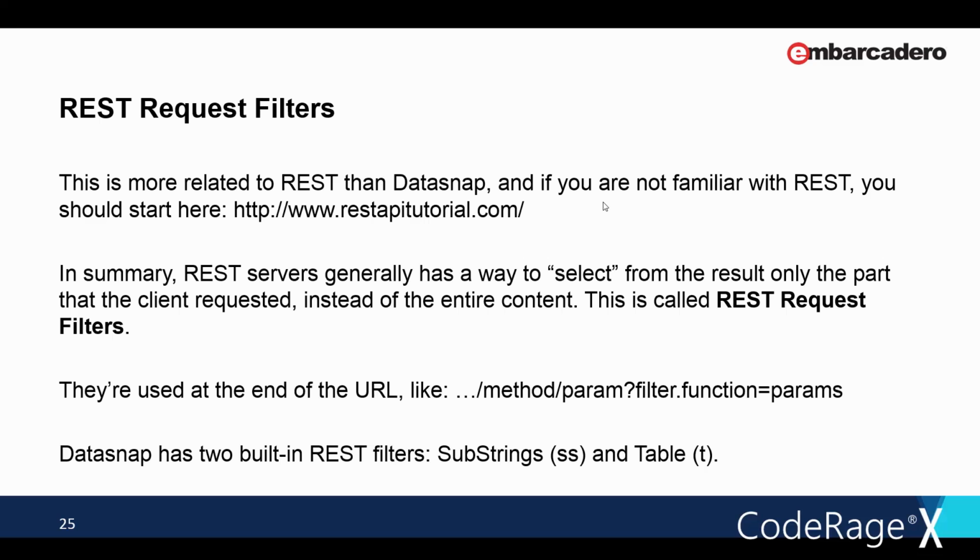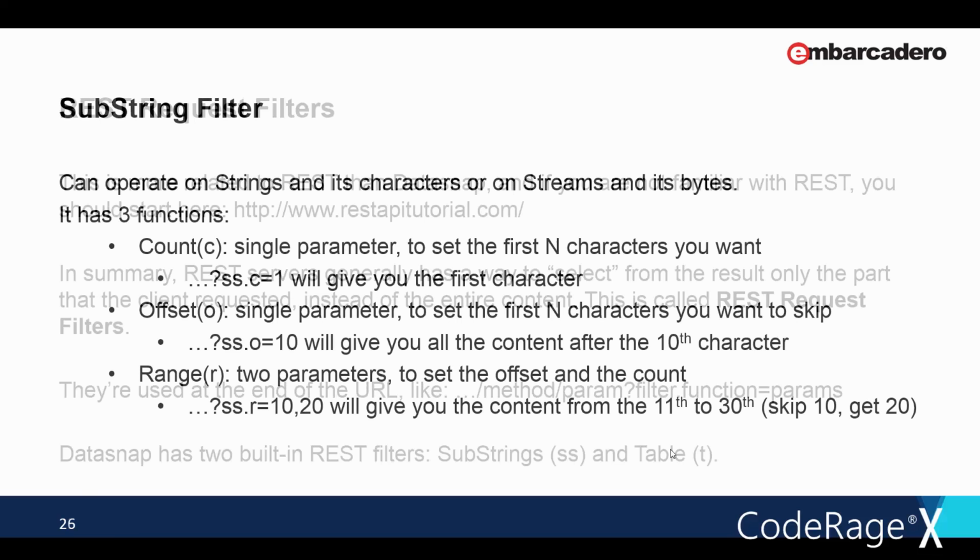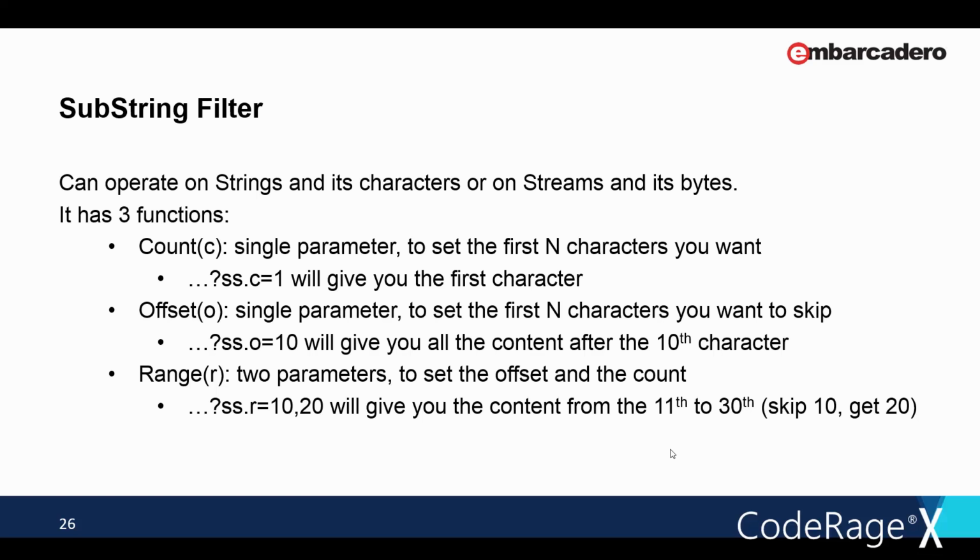They're used at the end of the URL, like this example. After the method and parameters, you can put a question mark and the filter, dot, the function equals the parameters. DataSnap has two built-in REST filters, which are substring and table. The substring filter can operate on strings and their characters, or on streams and their bytes. It has three functions, which are count, offset, and range.